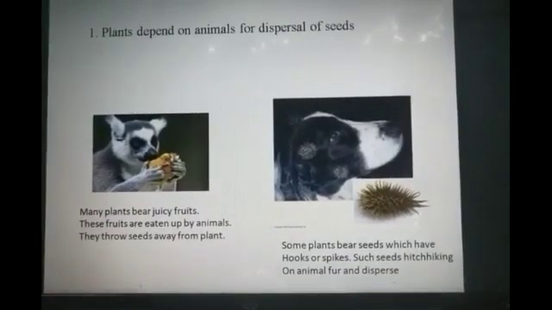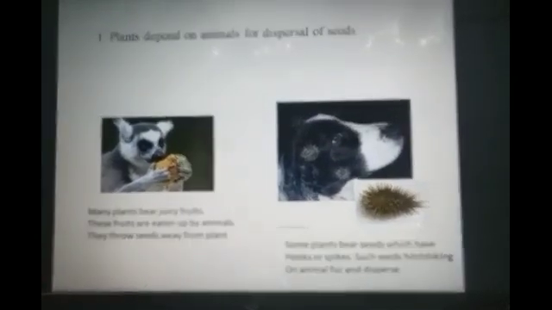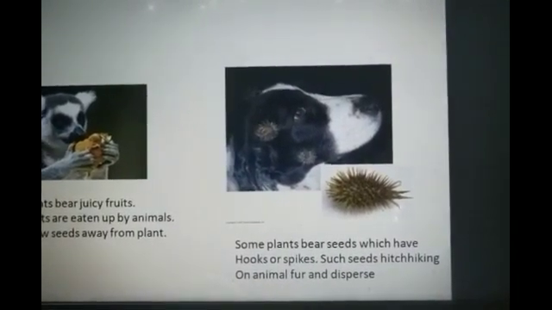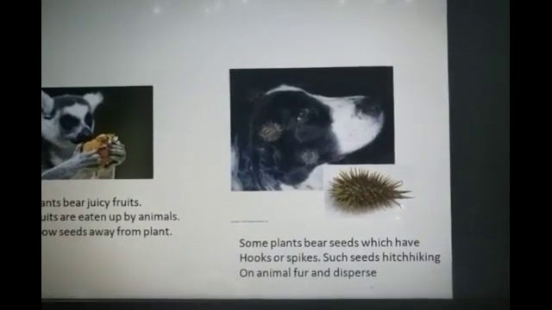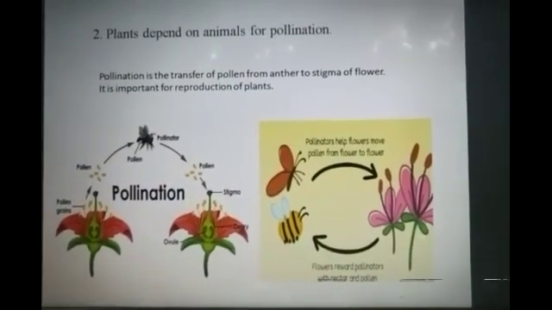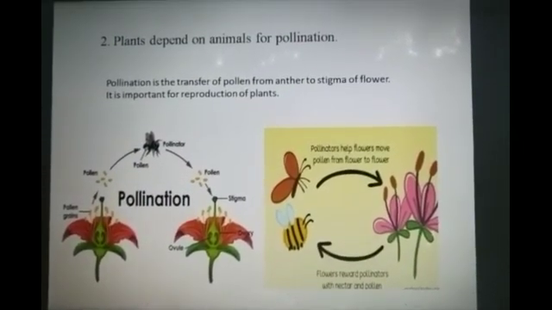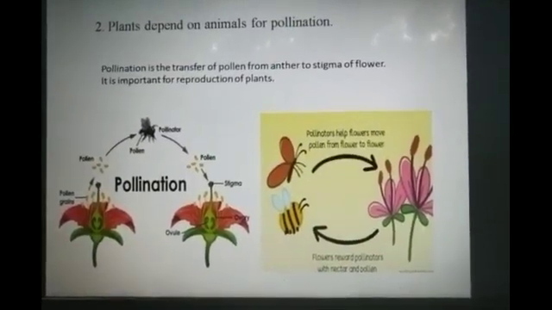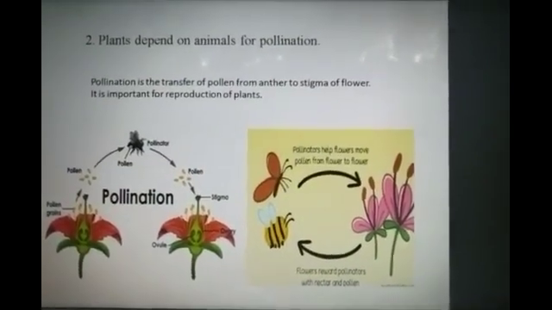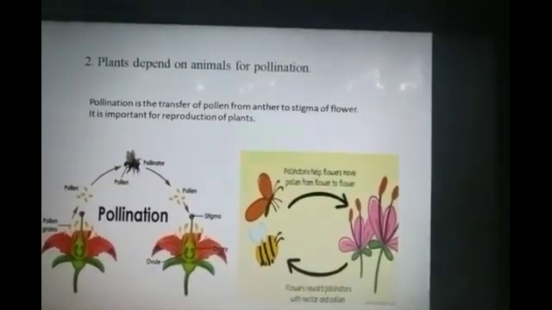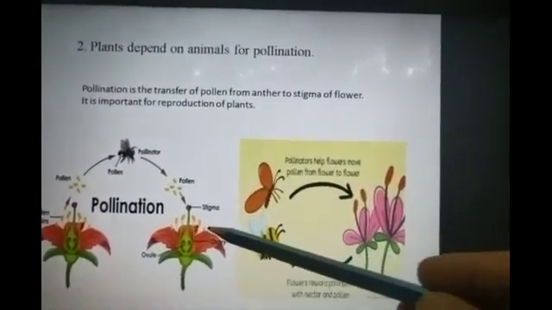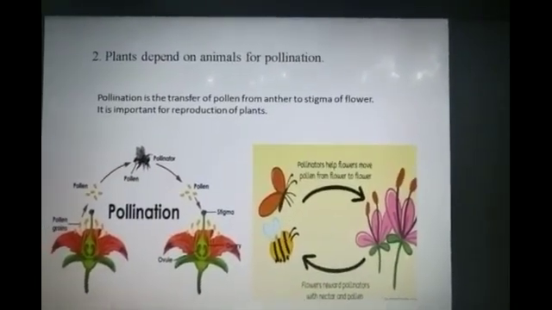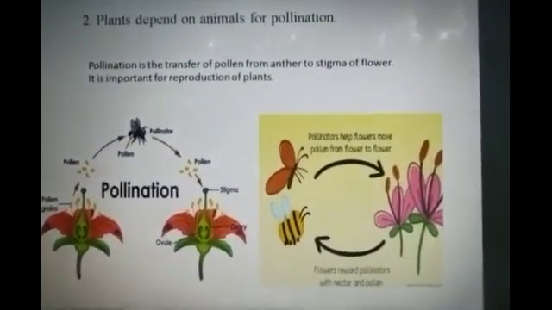Some plants bear seeds which have hooks or spikes. Such seeds hitch on animal fur and disperse. Plants depend on animals for pollination. Pollination is the transfer of pollen from anther to stigma of flower. Here are the anthers, whereas this is the stigma. It is important for reproduction of plants.